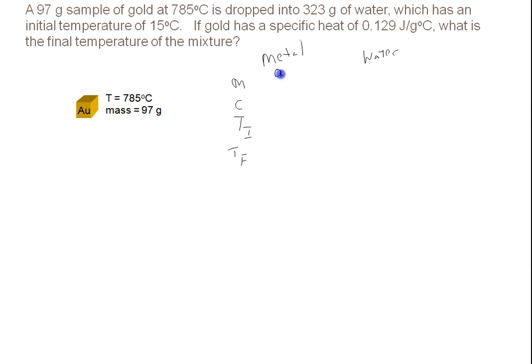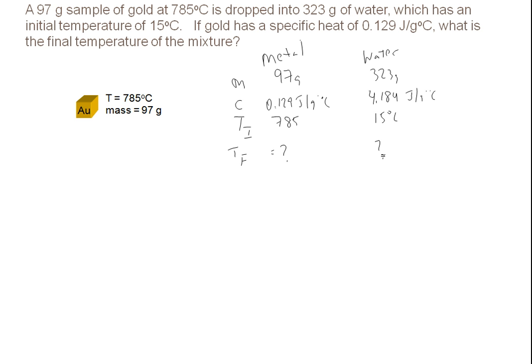So I'm just going to go ahead and fill in numbers. 97 grams. This constant is 0.129 joules over gram times degree Celsius. The initial temperature is a whopping 785. Final temperature, we don't know. Water. The mass of the water is 323 grams. Its constant, again, it's not written here, but I mentioned it in the previous slide, 4.184 joules over gram times degree Celsius. The initial temperature of the water is 15 degrees, and the final temperature, we have no idea.